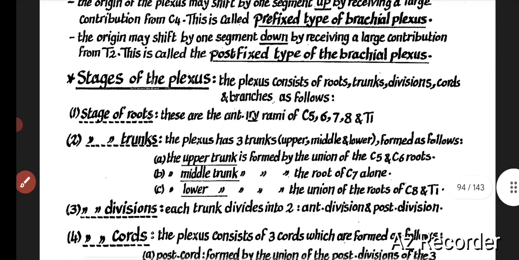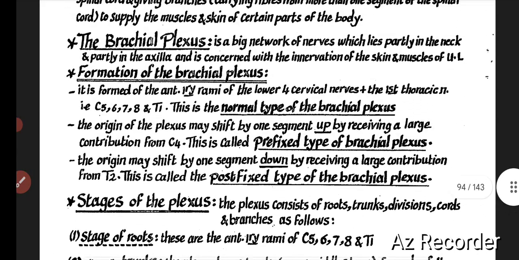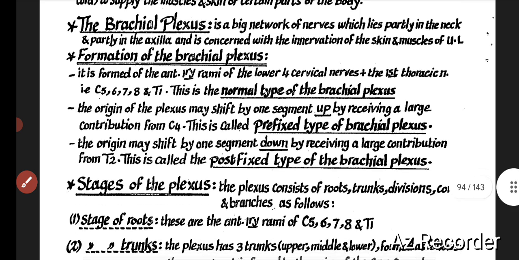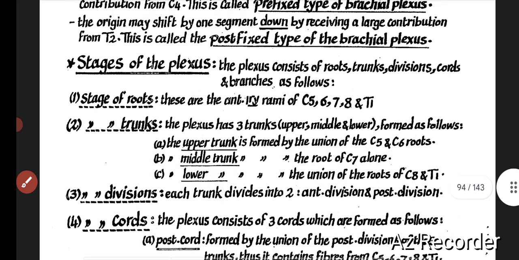Now the stages of the brachial plexus. Here we have learned about the formation. Now the stages of the brachial plexus. The plexus consists of root, trunk, division, cord, and branches. The five portions.